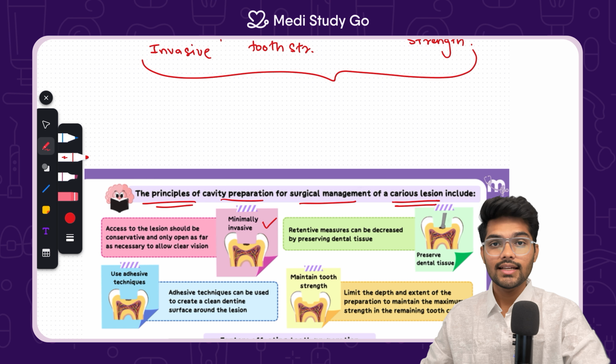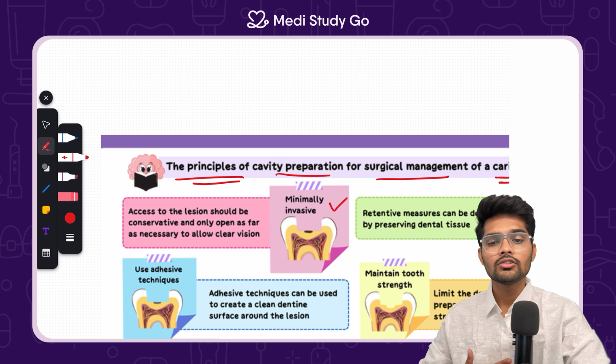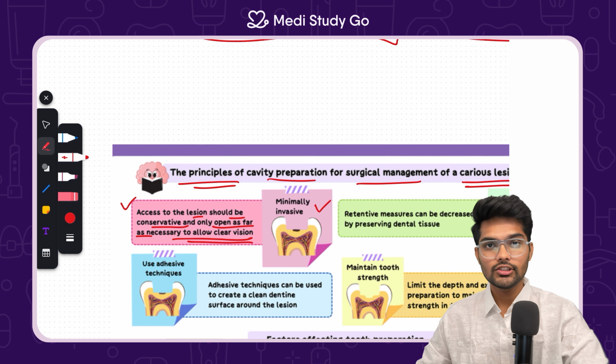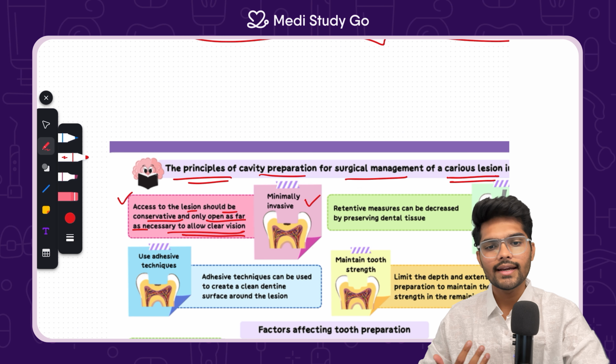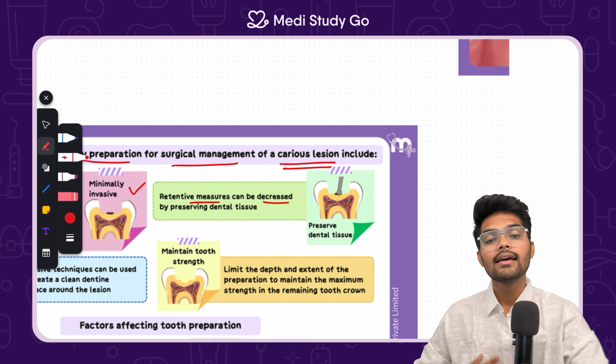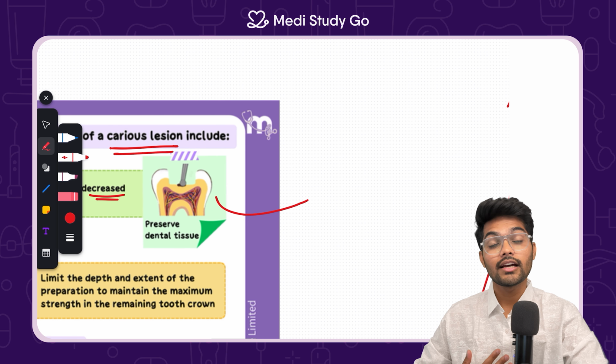So the first one which we studied was minimally invasive procedure. The access to the lesion, which is caries, should be conservative and only open as far as necessary to allow a clear vision. We do not need any retentive features or any wide cavities. The second point is preserving the dental tissue. Both of the first topics go hand in hand. So when we talk about preserving the tooth structure, again, retentive measures can be decreased. For example, dovetails or conventional class 1 cavity preparation, all of this can be avoided.